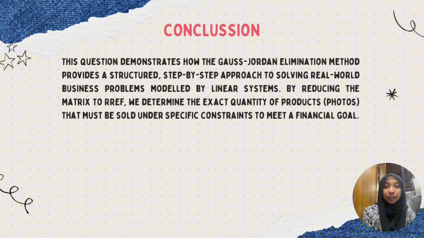By reducing the matrix to RREF, we determine the exact quantity of products, that is photos, that must be sold under specific constraints to meet a financial goal.